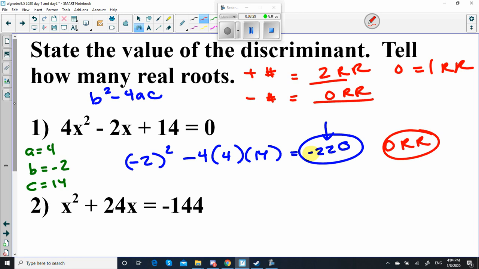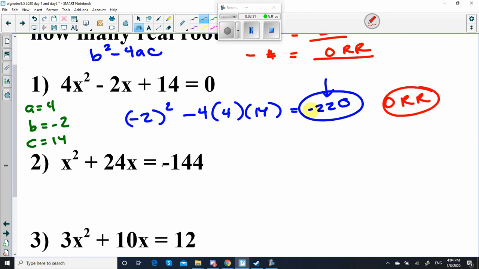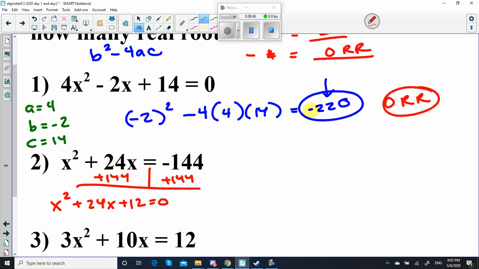All right, number 2, same thing, using the same formula. So here, notice it's not set equal to 0, and it needs to be. So I'm going to move everything over where x squared is positive, so I'm adding 144. This kind of looks like a perfect square. So x squared plus 24x plus 144 equals 0. So here, I'm going to change colors. A is 1, B is 24, and C is 144. In my brain, I'm factoring it, sorry.